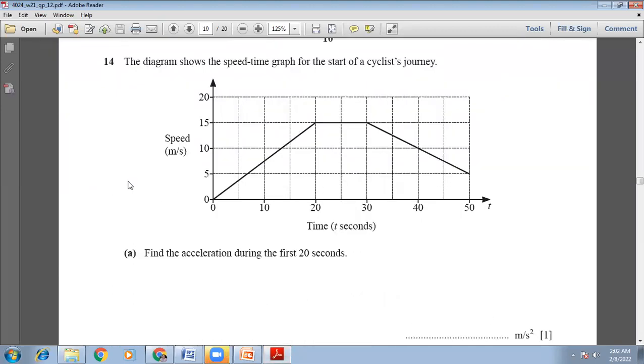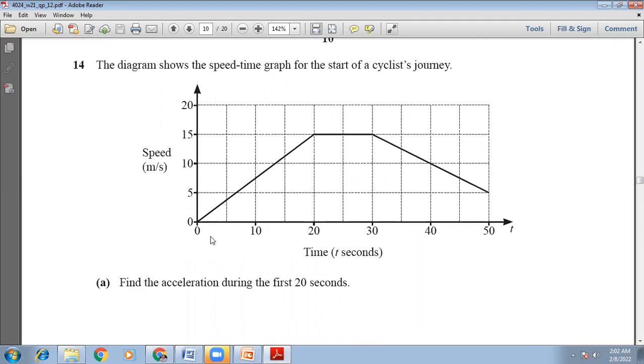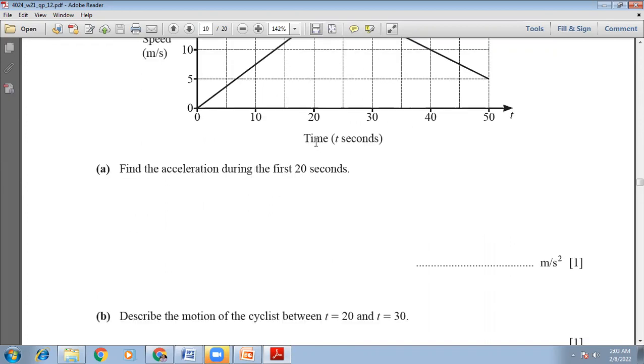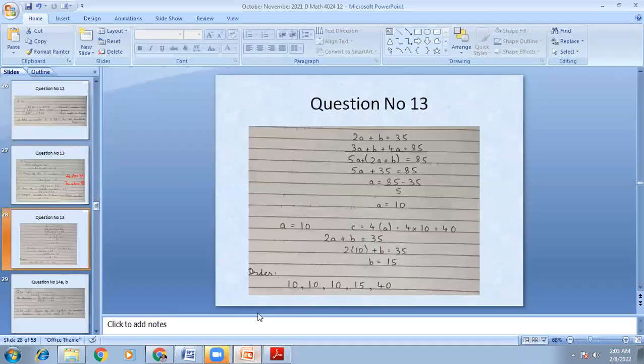Now, the diagram shows the speed time graph for the start of a cyclist's journey. Find the acceleration during the first 20 seconds. So if you want to find the acceleration here, you will take these 2 points. This point is (0, 0). You can take this point, (20, 15). You apply the formula of the gradient, and very easily you can find this gradient: y2 minus y1 divided by x2 minus x1. The gradient of the speed time graph is equal to the acceleration. So that's the first part. Let me show you.